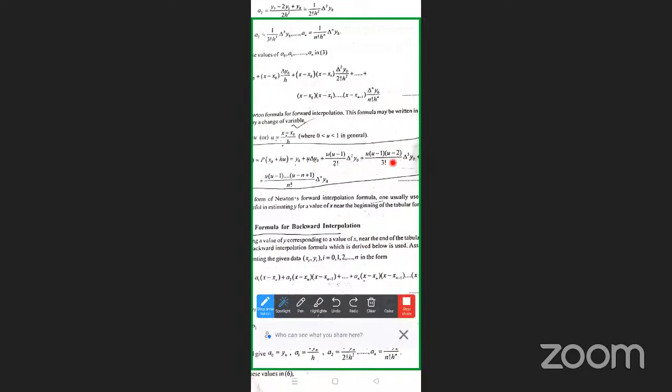Is it clear? So this is the formula for Newton's interpolation formula: y naught plus u into delta y naught plus u into u minus 1 by 2 factorial into delta square y naught plus u into u minus 1, u minus 2 by 3 factorial into delta cube y naught.